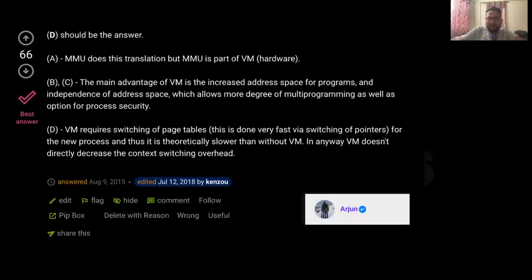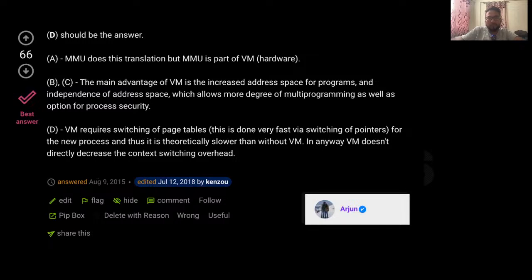The main advantage of virtual memory is increased address space for the program and the independence of the address space, which allow more degree of multi-programming as well as an option for process security. Virtual memory requires switching of the page table, that is done very fast by switching of pointers for the new process, and thus theoretically slower than without the virtual memory.